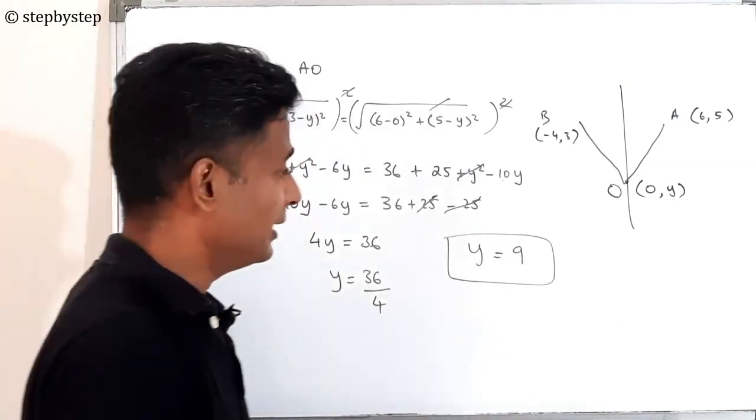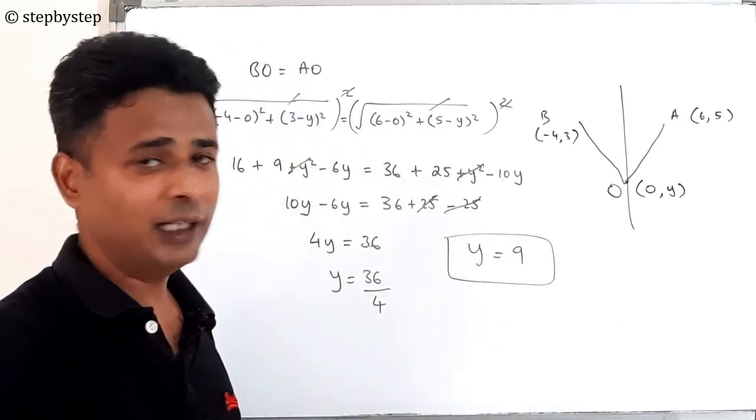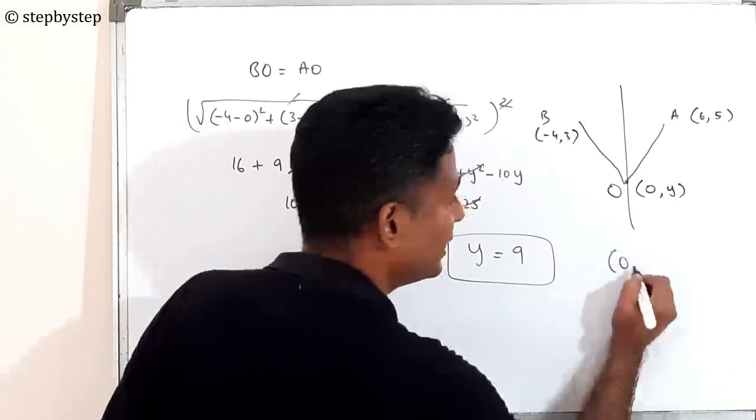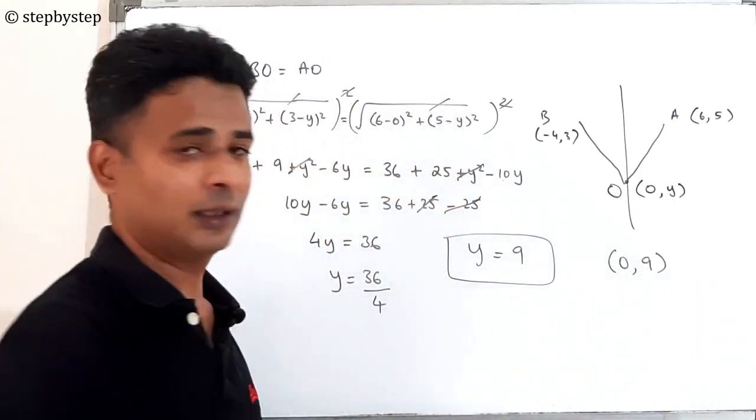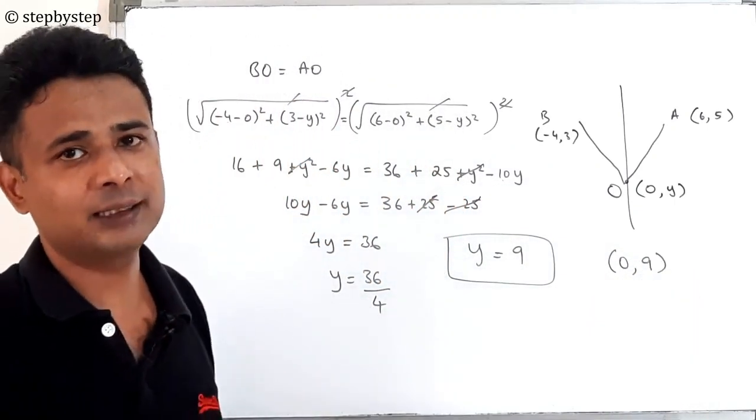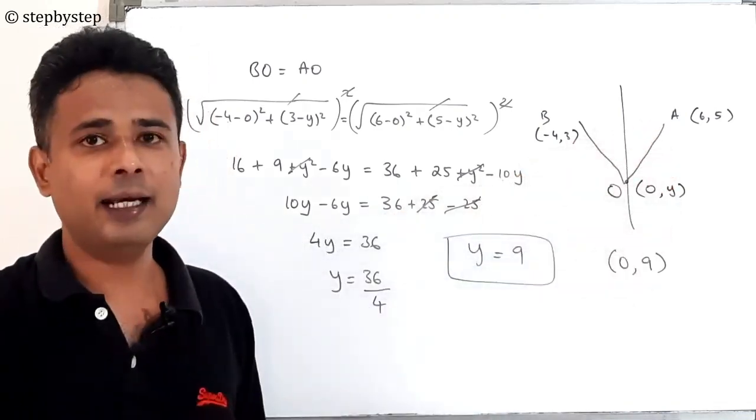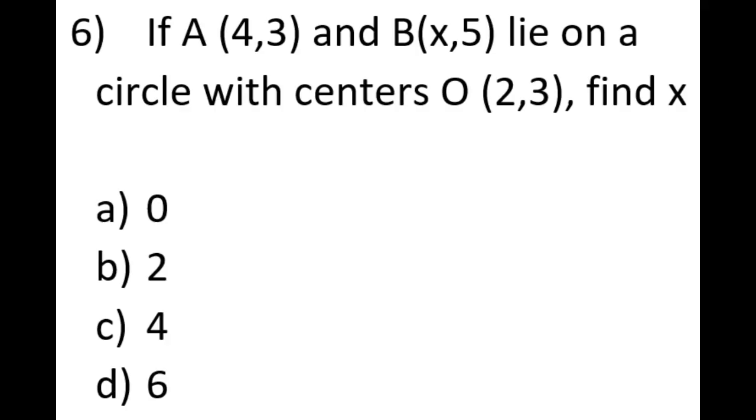But this is not the final answer. They have asked you to find the point. So what is the point? (0, 9). This is the point on y-axis which is equidistant from A and B.